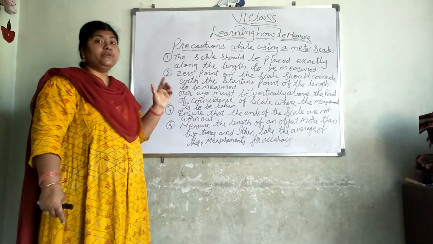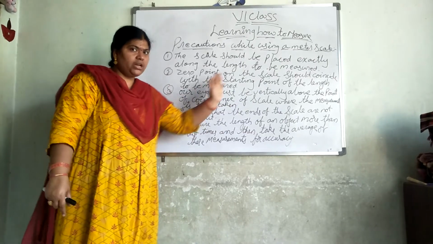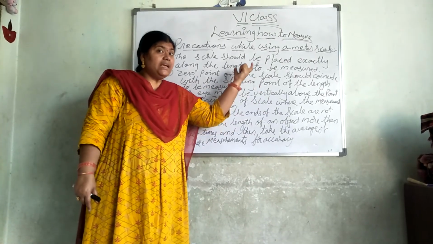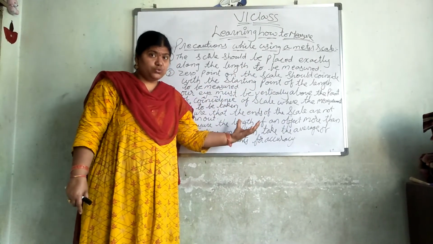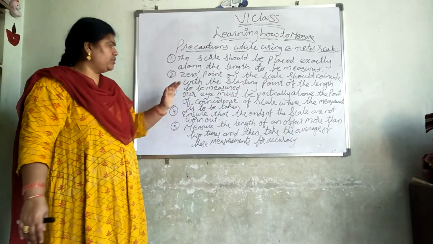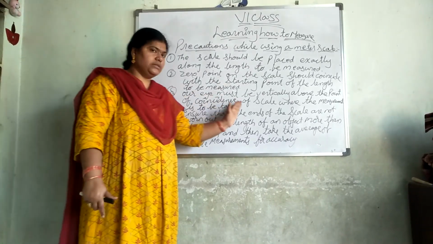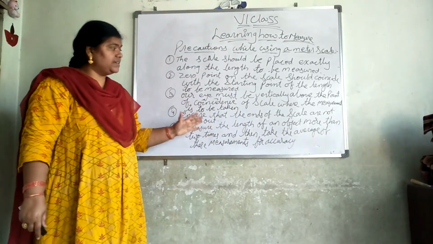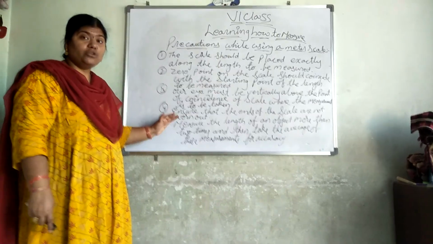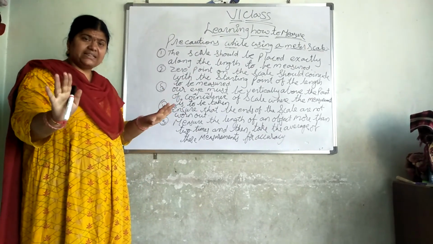Our eye must be vertically placed, not at A, B, C positions as I showed. Not A position, not C position. Where must it be? In B position, vertically above the object which you are measuring. So our eye must be vertically above the point of coincidence of the scale where the measurement is to be taken. Ensure that the ends of the scale are not worn out. The scale should not have broken ends. They must be neat and clean.